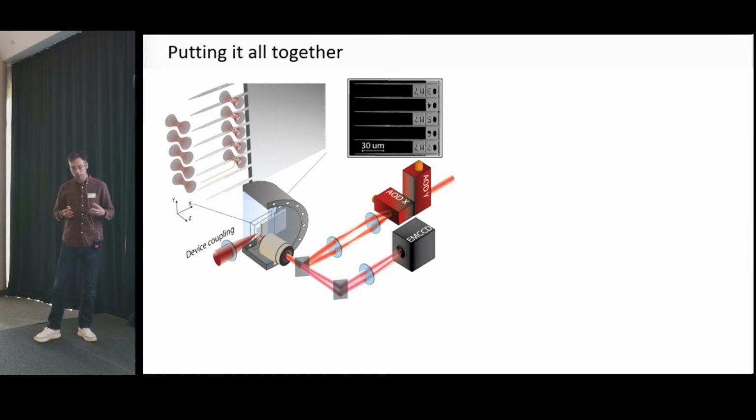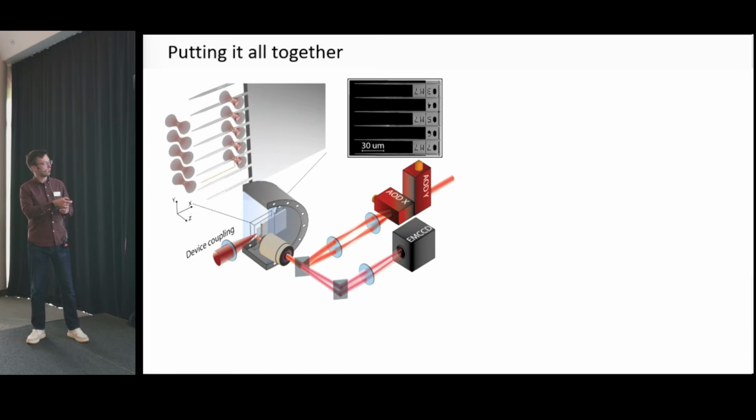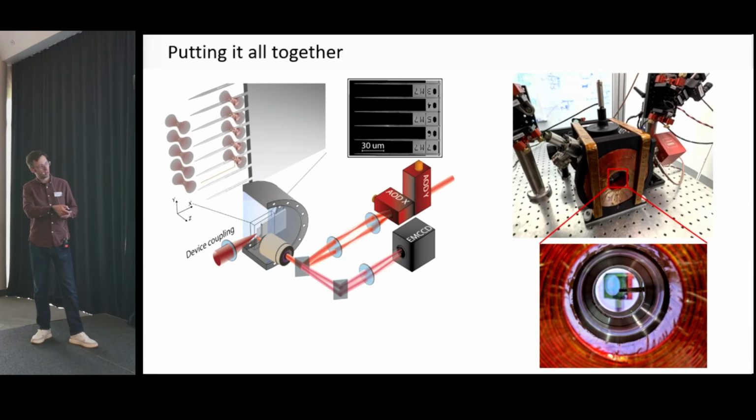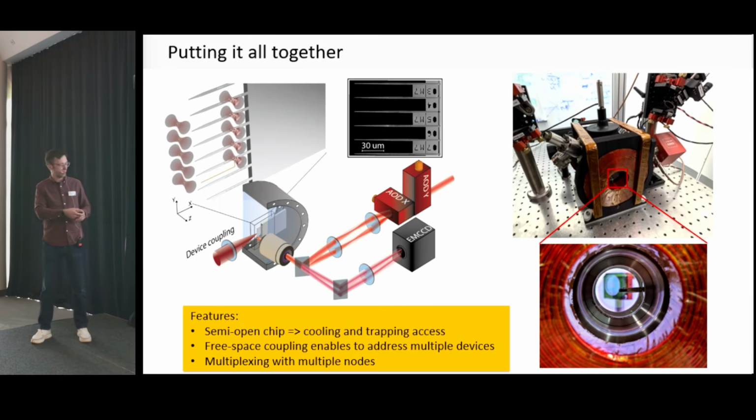So now let's put it all together. This is schematically what the setup looks like. It's just a vacuum chamber, and then we have all the atom array technology that you expect: acousto-optic deflectors, cameras, and here we have our coupling objective, and we have the chip inside. This is what it looks like in reality, a nice small chamber, and the special thing is inside we have this chip. This chip is basically semi-open, so we get all the cooling light in, the objective is in here, and with the free-space coupling we get the light out of the chip.